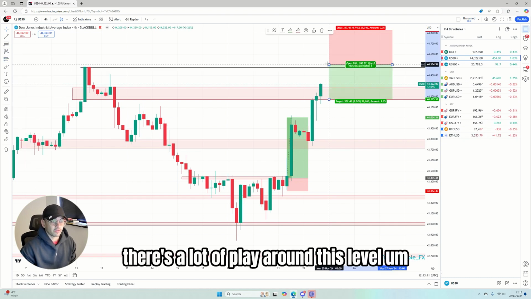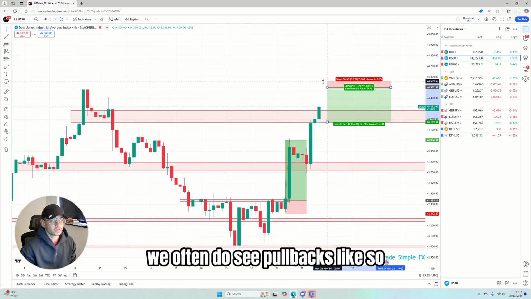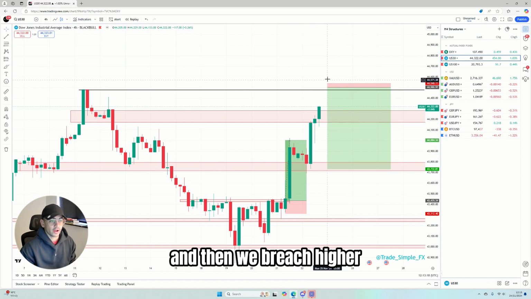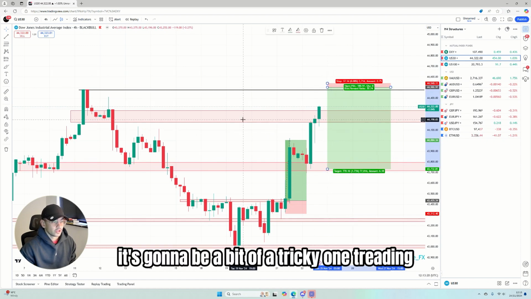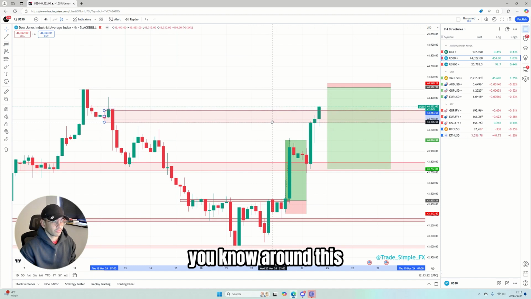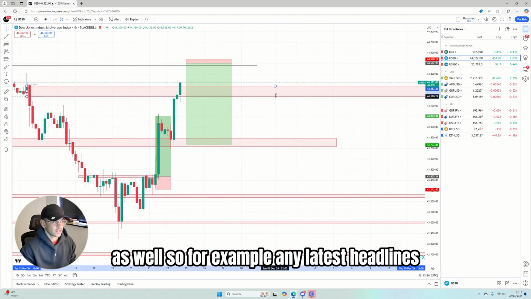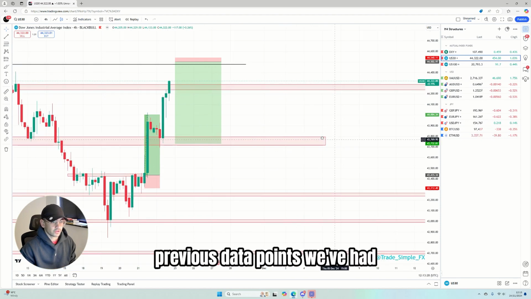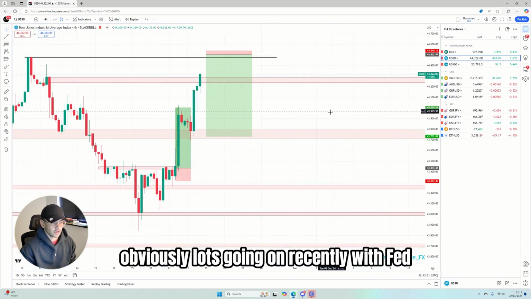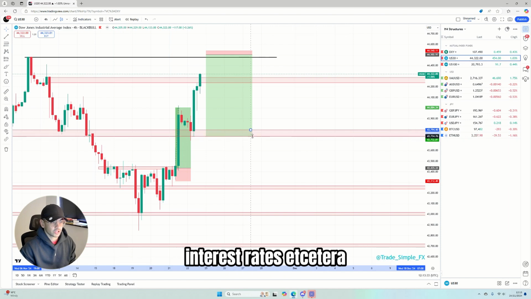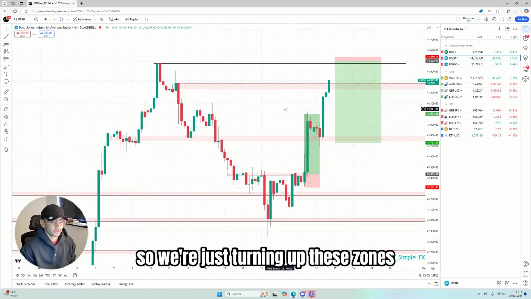There's a lot of play around this level, and as we set all-time highs, we often do see pullbacks like so, and then we breach higher. Again, it's going to be a bit of a tricky one treading around this, because there's a lot of other things that we need to factor in as well. So, for example, any latest headlines, previous data points. We've had lots going on recently with Fed interest rates, etc. So we're just tightening up these zones.